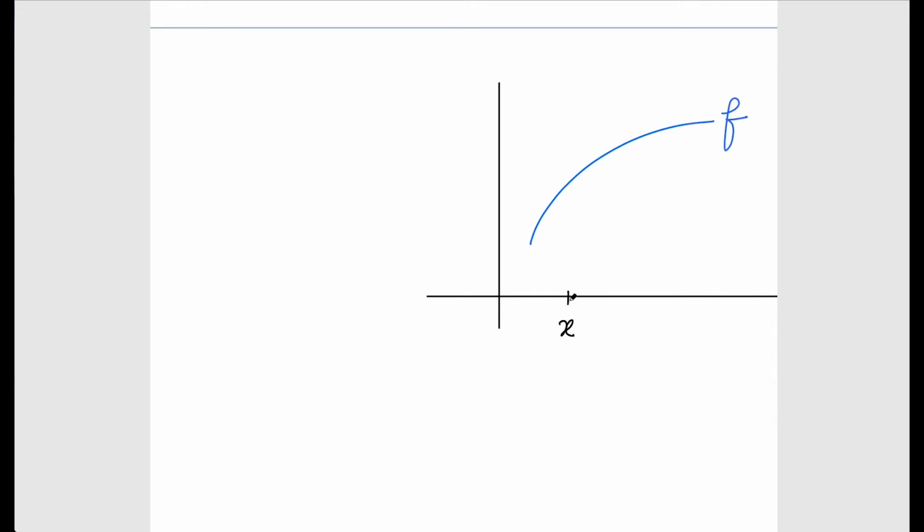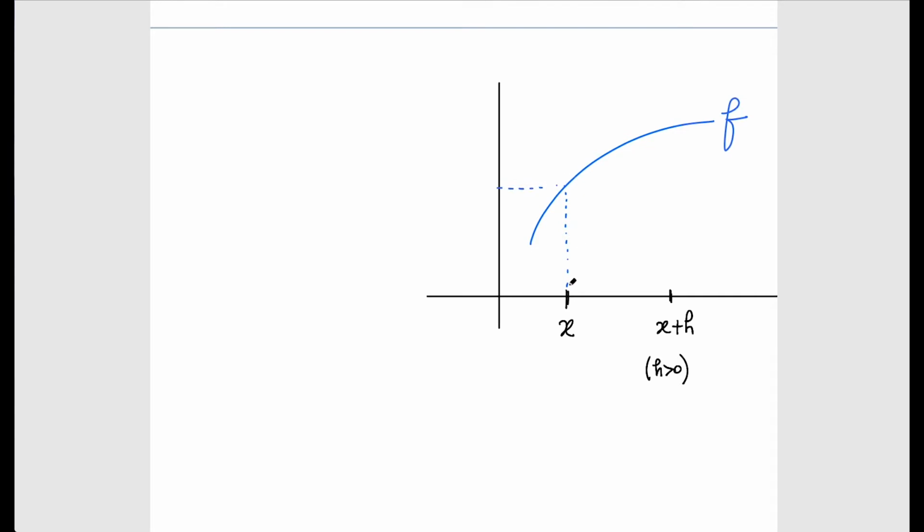If h is positive, then we're going to move to the right, correct? So let's say x plus h is here. h is positive in this context, right? If h is negative, x plus h becomes on the other side, right? Okay. So you have x here, x plus h here, and in this context, h is supposed to be positive. What is then this height? What's this height?